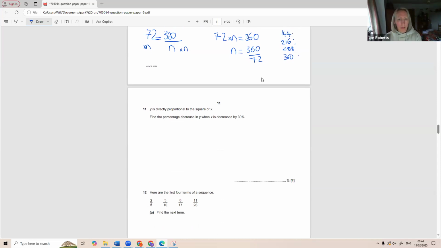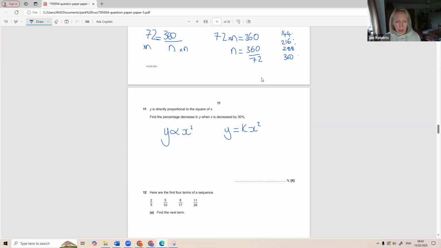Okay, y is directly proportional to the square of x. That means that y and x are changing, but I'm just going to write this down. Not sure how useful it is. Find the percentage decrease in y when x is decreased by 30%. So with direct proportion, usually what you'll find is if y is proportional to x, if x is increasing, so is y, and it's by the same amount. Same with this, but it's not just x, it's x squared. So let's just have a look.